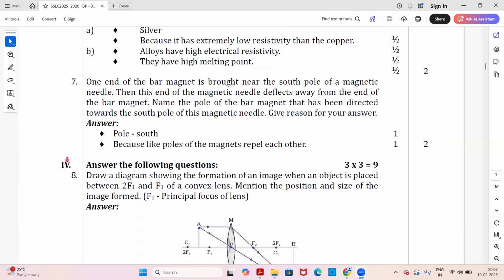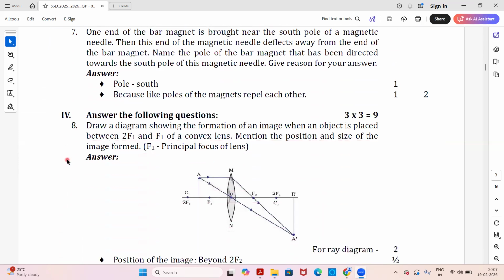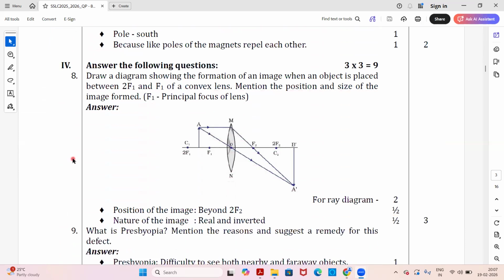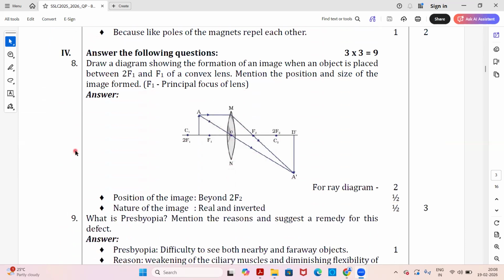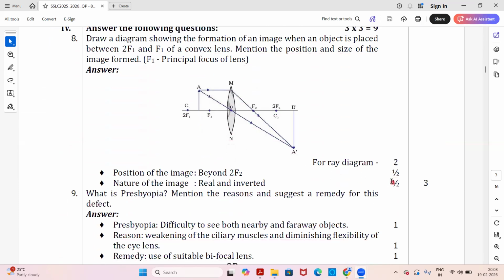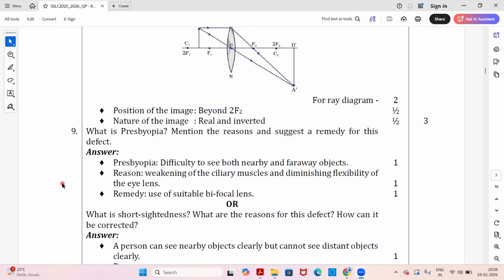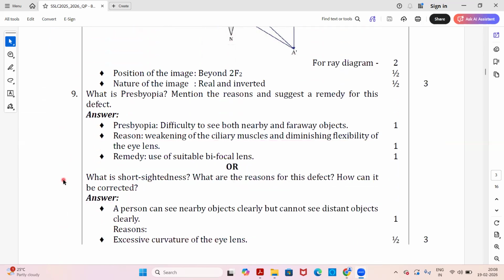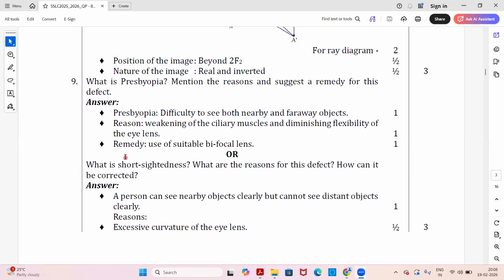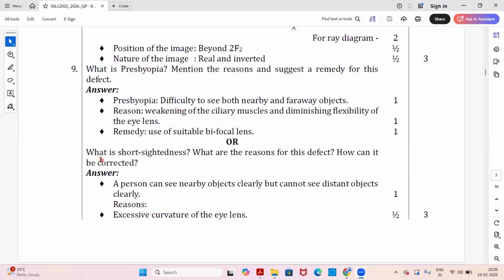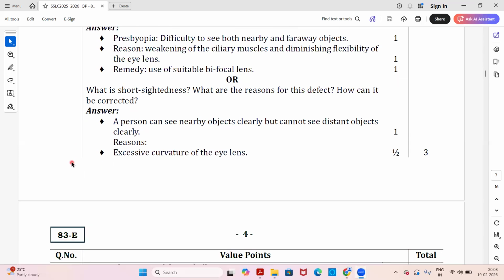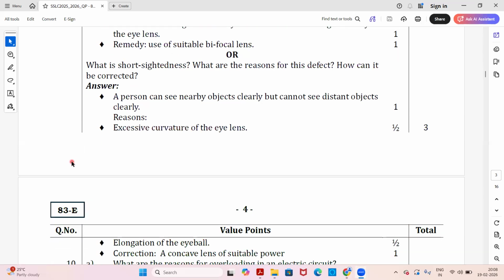Then we come to fourth main, answer the following 3-mark question. Question number 8. It's draw a diagram. So this is how you draw this diagram, and then for the diagram you have marks, and for labeling the parts you have marks. And then question 9, what is presbyopia? Answer for it. And there is an optional question here. What is short-sightedness? And like this goes the answer.